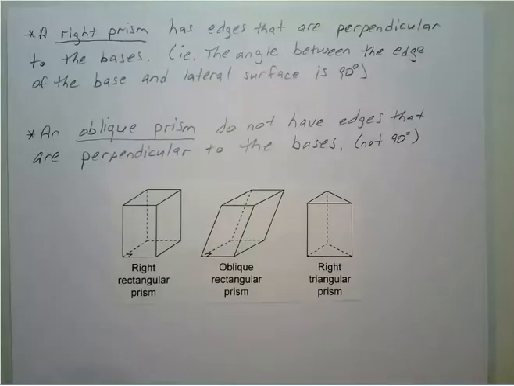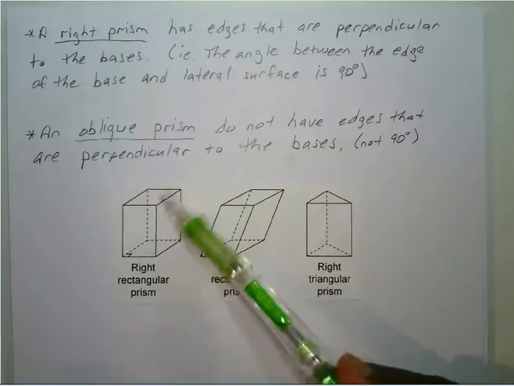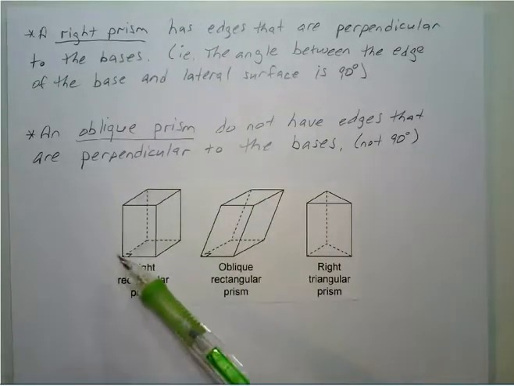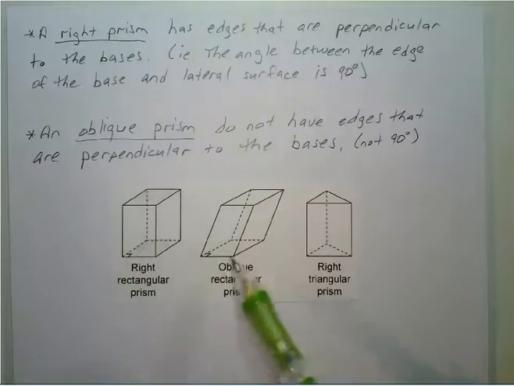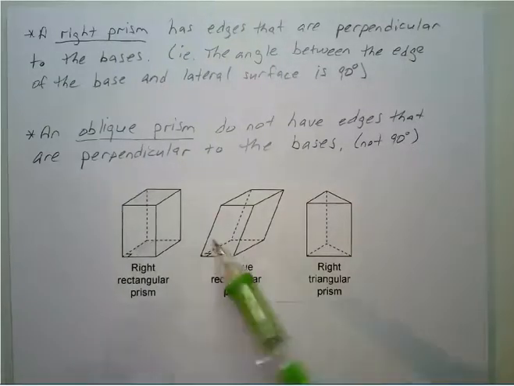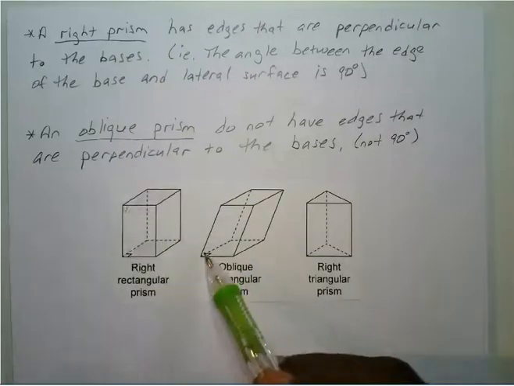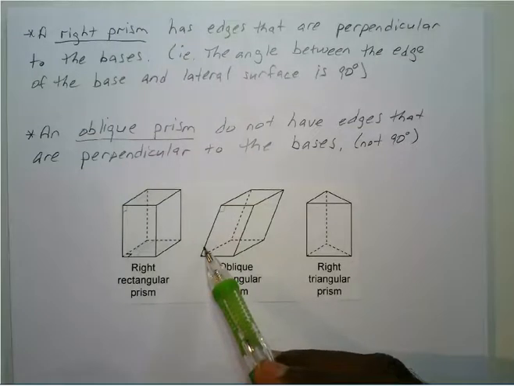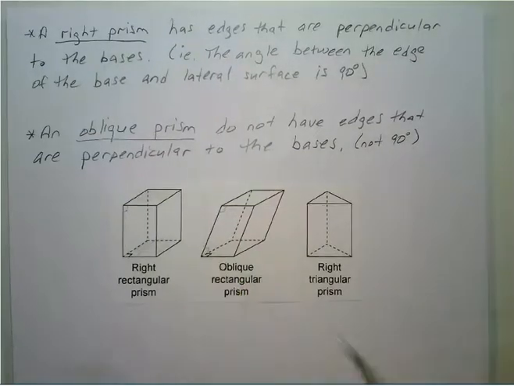Now a right prism has edges that are perpendicular to the bases. In other words, if this is your base here, and this is your base here, you have your right angles. Now if you have an oblique triangular prism, these are not right. You see this angle here is not right. It's kind of slanted, so it's not a perfectly right angle.